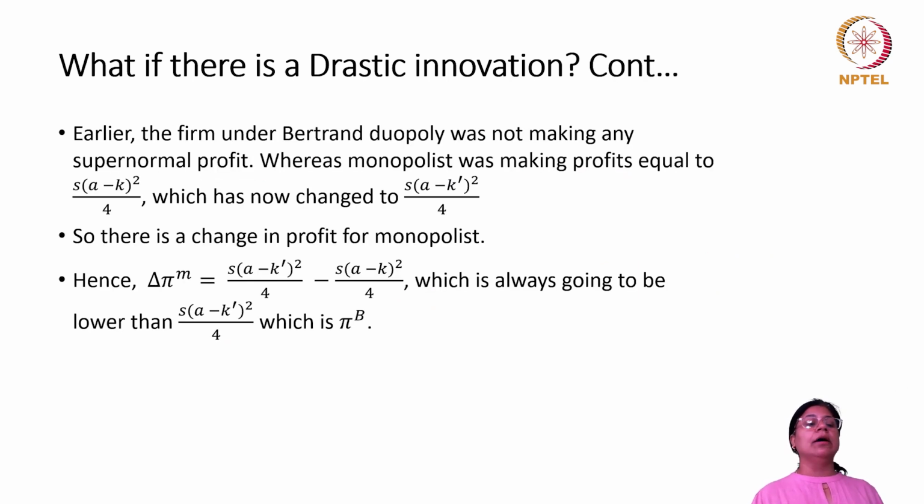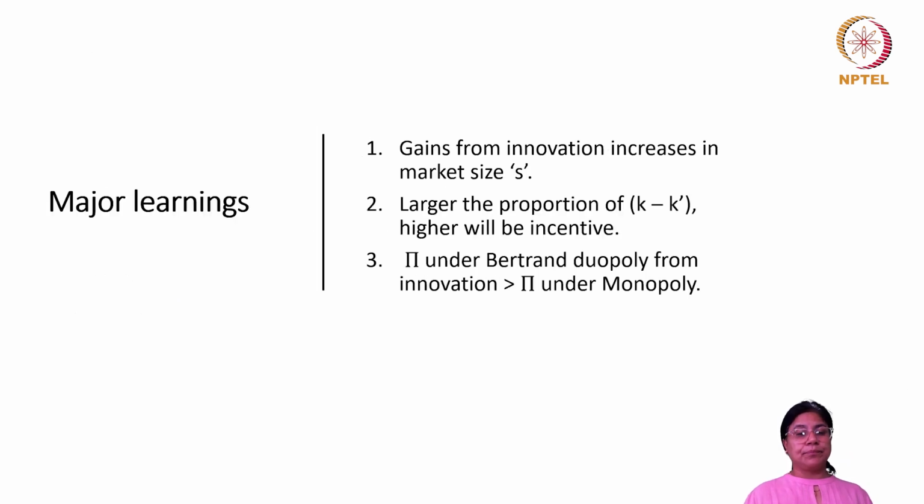So this slide explains the same thing. Earlier the firm under Bertrand duopoly was not making any supernormal profit, whereas the monopolist was making profit, which has now simply changed from this term to this term. As a result, the change in profit for them will be this much, which is always going to be lower than this term, that is, the profit enjoyed by the Bertrand competitor.